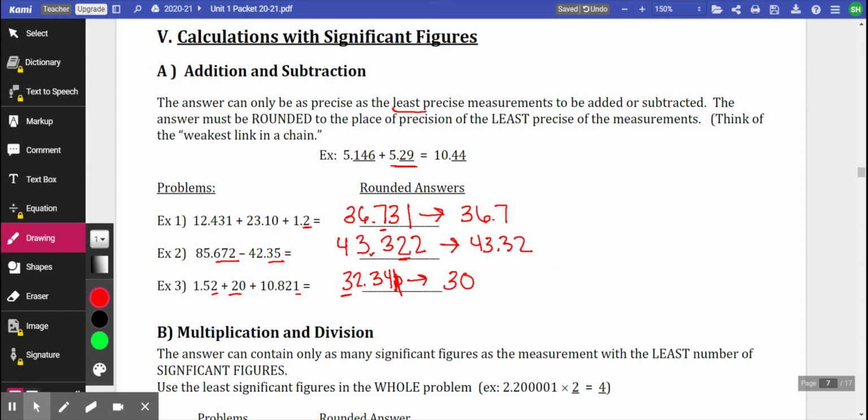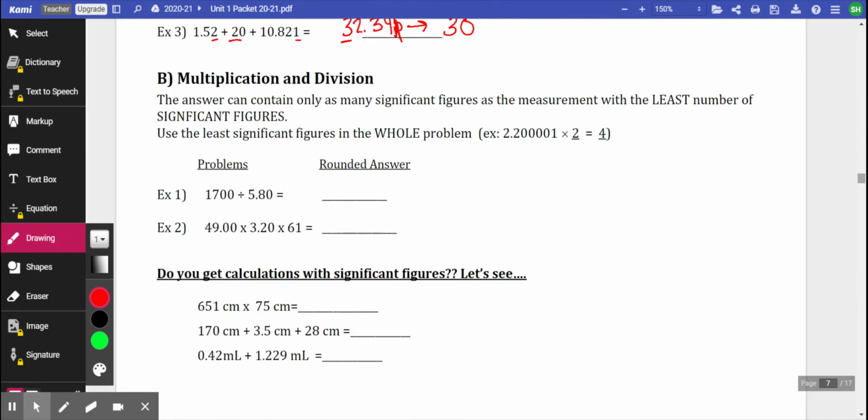Okay. So let's go down here to multiplication and division. If we go down to multiplication and division, the answer can contain only as many sig figs as the measurement with the least number of significant figures. So now we are actually counting sig figs. So adding and subtracting, place value of least precision. Multiplying and dividing, least number of significant figures. So here we have a number that's a whole bunch of sig figs.